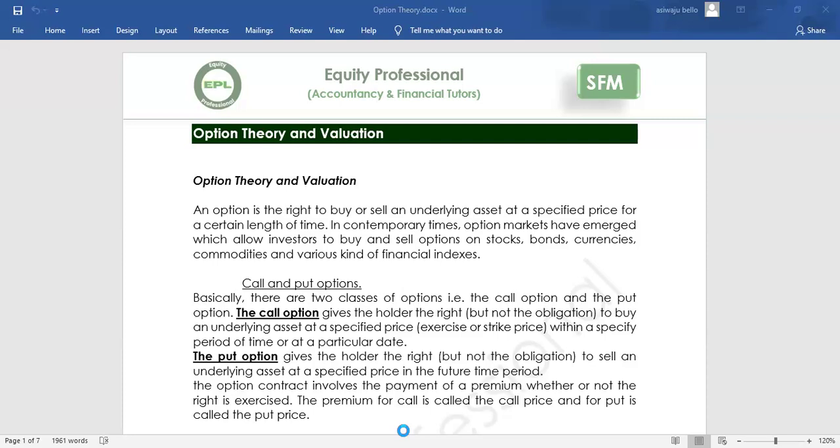We explained the formula for call price, the formula for put price, and we explained the put-call parity theory. This is a fundamental parity relationship between the price of a call option and a put option. You can use this equation to determine the call price or the put price.